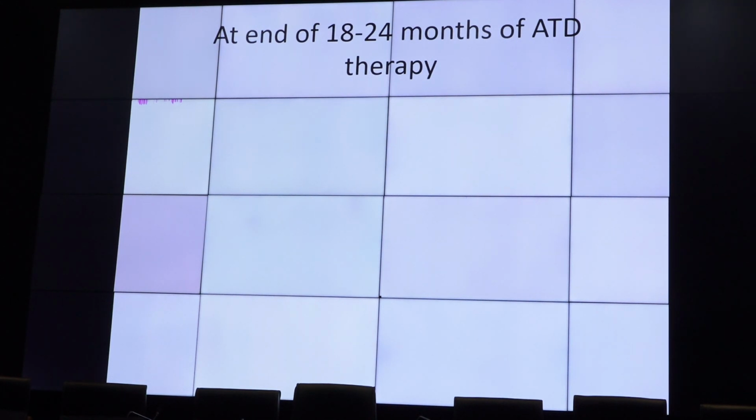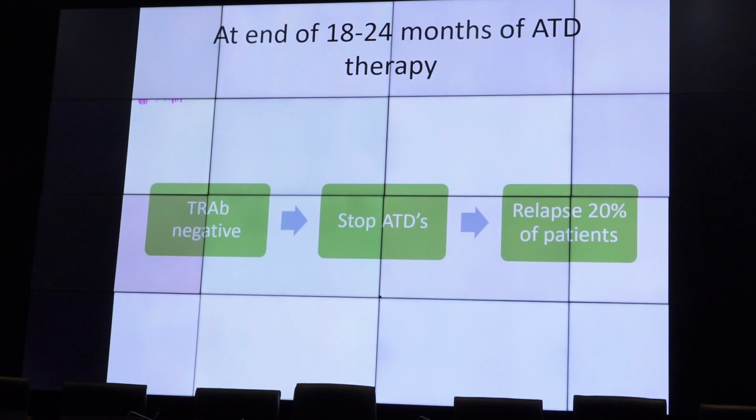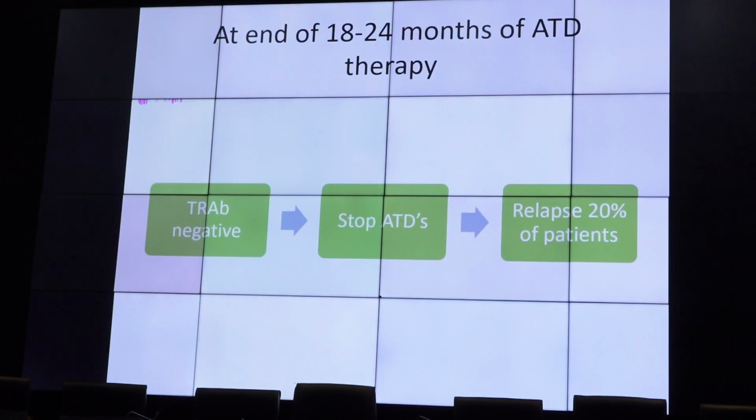That is propylthiouracil, methimazole, and carbimazole. You usually start them, and the treatment is continued for around 18 to 24 months. At that time, TRAB is useful. If TRAB is negative and the patient is of low risk profile, you can stop the ATDs easily, with some kind of confidence, because very few will relapse. That is 20%, and they will relapse at the end of 1 year.